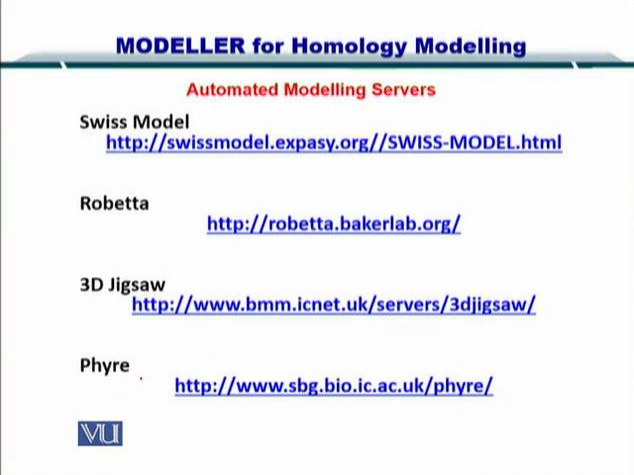Besides using Modeller, if you don't know Python, then you can go for the Swiss model. Swiss model software is a very easy to use software, and you can do all of this exercise of homology modeling using the graphical user interface. It is available here, and of course there are other tools which you can explore, such as Robetta, 3D Jigsaw, and Phyre. The links for each one of them are provided here.